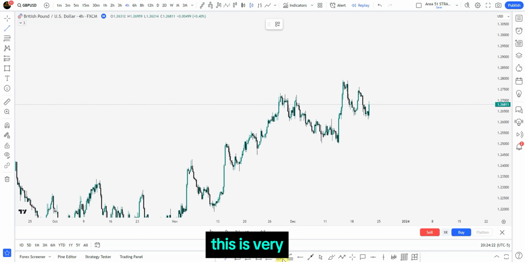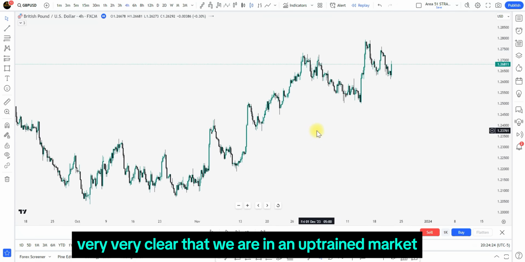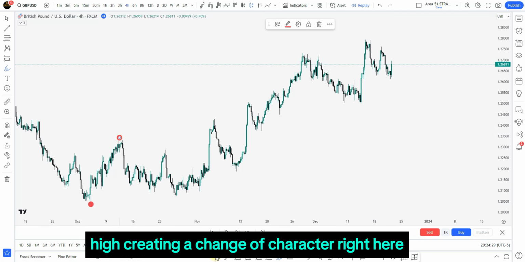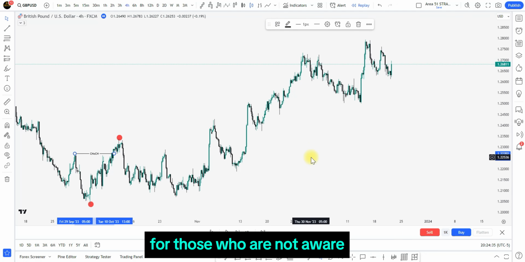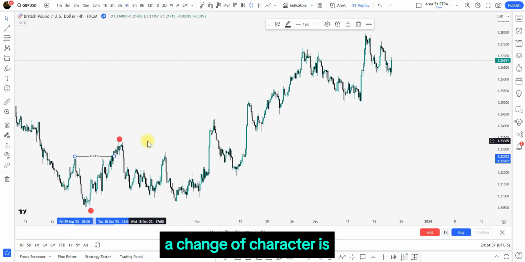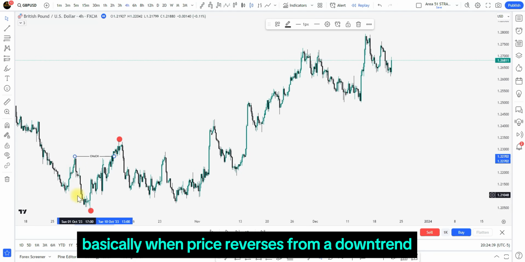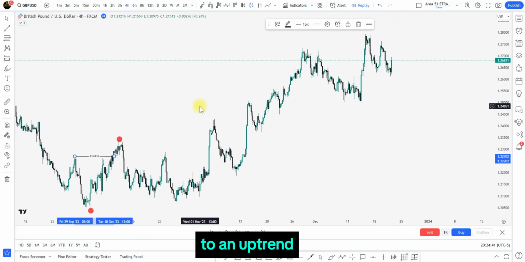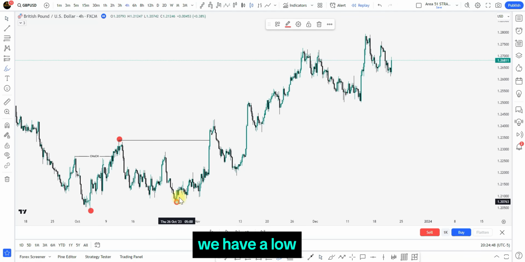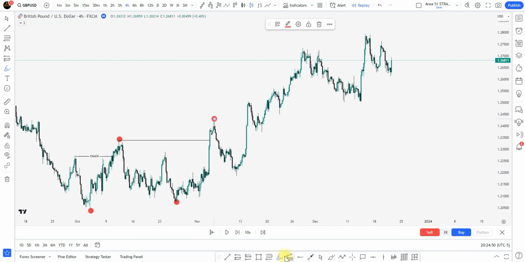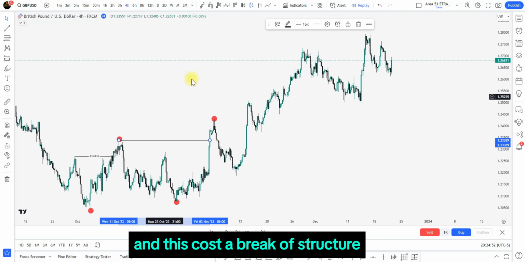This is very clear that we are in an uptrend market. We have a low, high, creating a change of character right here. So what is a change of character for those who are not aware? A change of character is basically when price reverses from a downtrend to an uptrend. All right. And now we have a break of structure. We have a low, led to higher high, and this caused a break of structure.